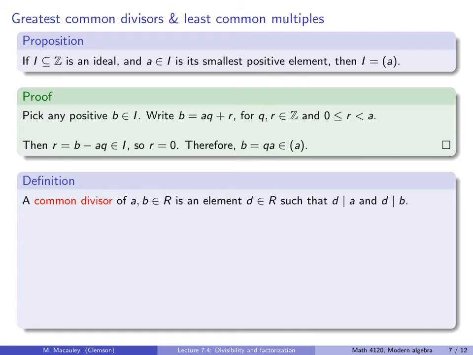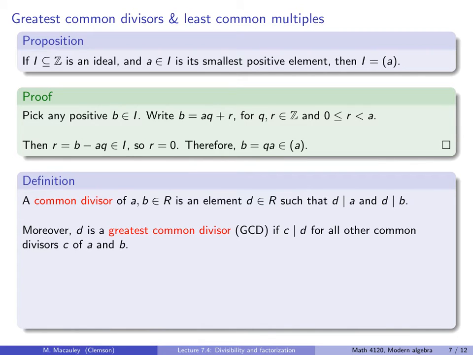Now we need some more definitions. A common divisor of A and B in R is an element D that divides A and divides B. Moreover, D is a greatest common divisor, or GCD, if the following holds: for all other common divisors C of A and B, C must divide D.